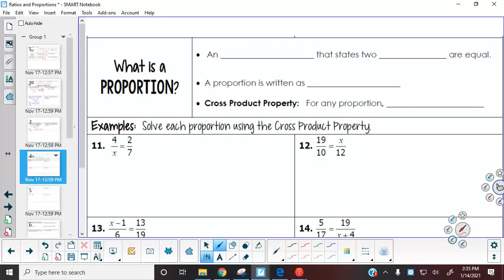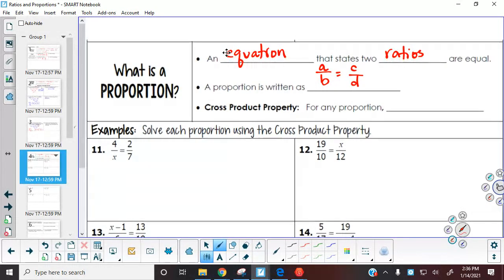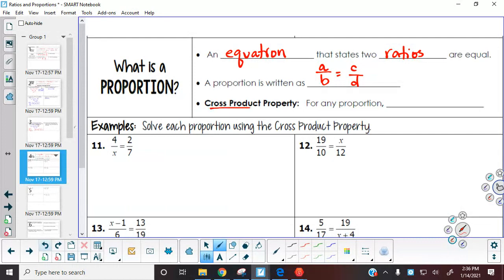All right, the proportion. The proportion is an equation that states two ratios are equal. So it is written as A over B equals C over D, and then this is the key. You guys usually see cross multiply. So for example, you know that A times D equals B times C.